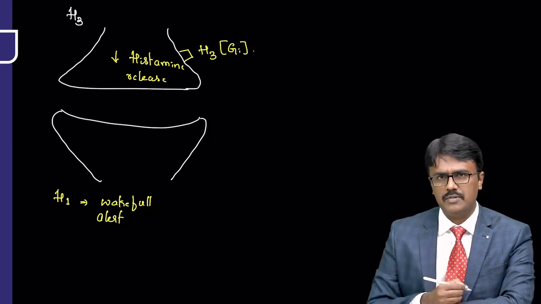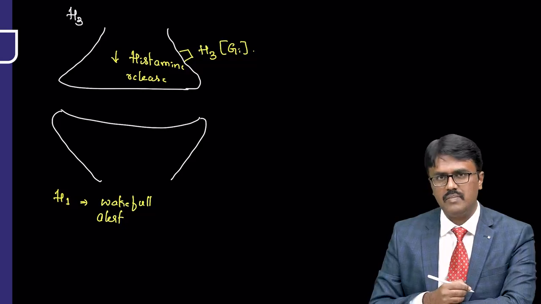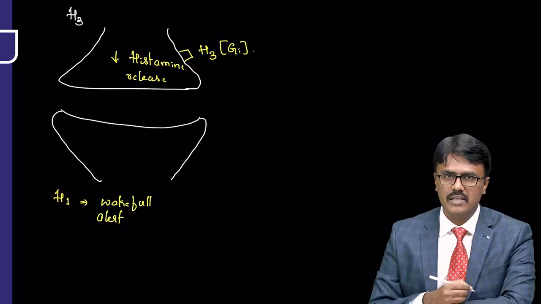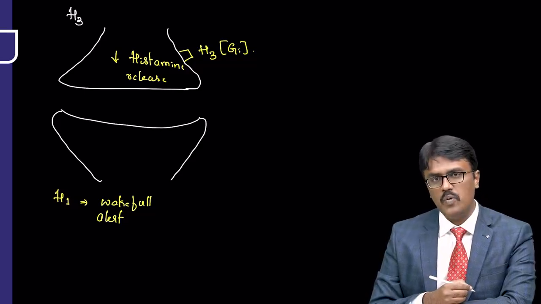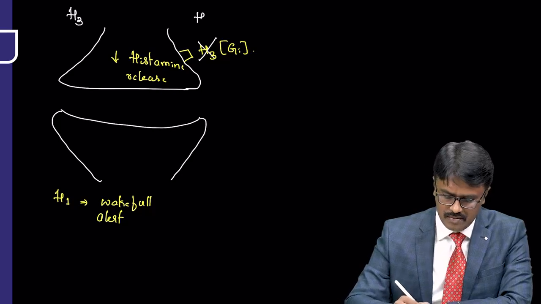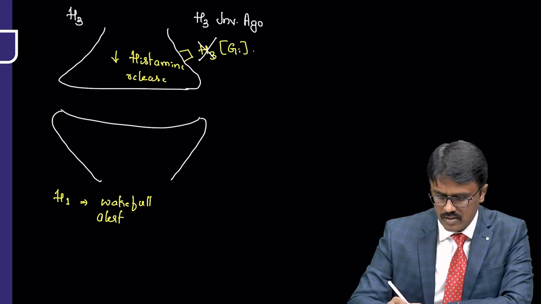Compare that with alpha 2. What does alpha 2 do? It also decreases norepinephrine release. Similarly, this H3 decreases histamine release, particularly in the CNS. Taking this concept, the scientists discovered a drug which can block this H3 receptor. So we came up with a drug called an H3 inverse agonist. It is called an inverse agonist or an antagonist.